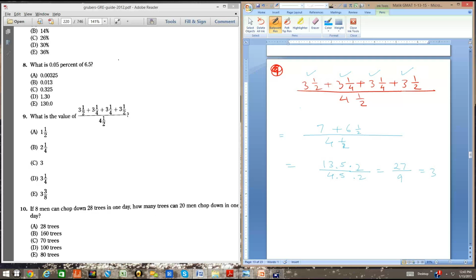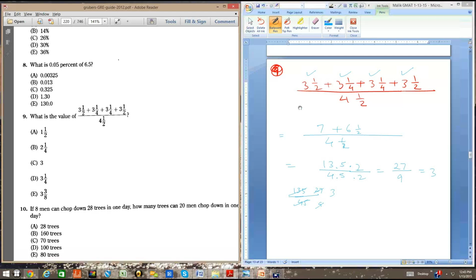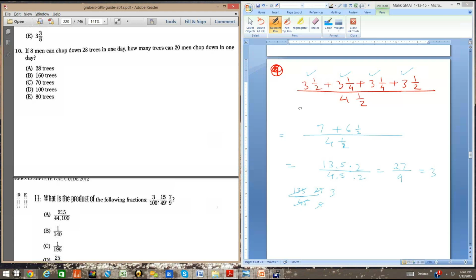If you can think of it, you can also just make it 135 over 45, which is a little bit longer process, and divide by 5, and you get 9 here, 27 here, and then divide here. But with 0.5, doubling it is the faster way. Okay. Number 10. Go ahead and try it first.